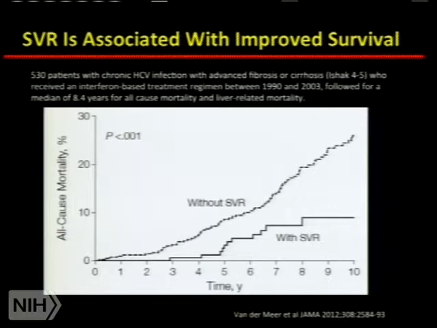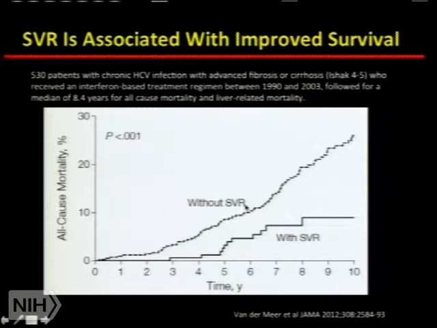And this is a retrospective analysis of over 500 patients with chronic hepatitis C with advanced fibrosis or cirrhosis who received an interferon-based treatment between 1990 and 2003 and who were followed for a median of about 8.5 years for all-cause mortality as well as liver-related mortality. And what I show you here is all-cause mortality. And what you can appreciate is that individuals with SVR had about a threefold reduction in all-cause mortality compared to those individuals who did not achieve an SVR.